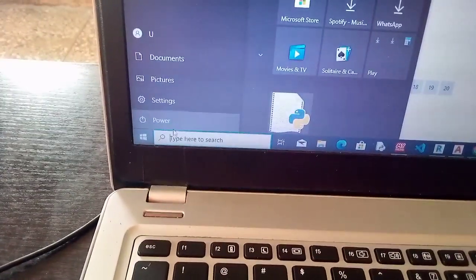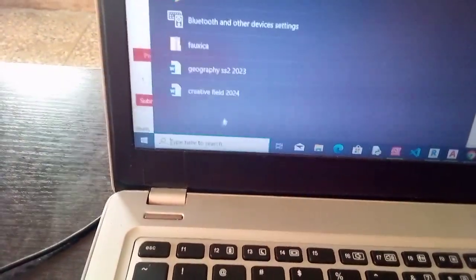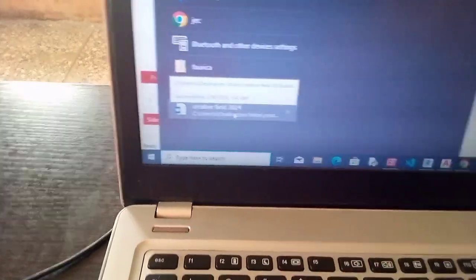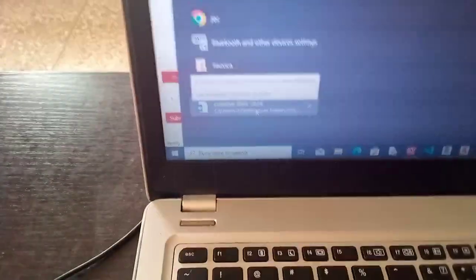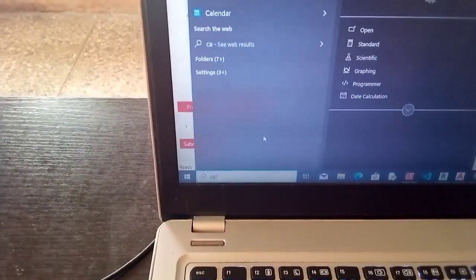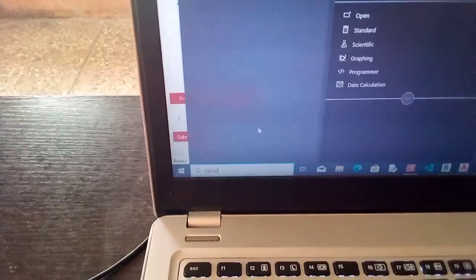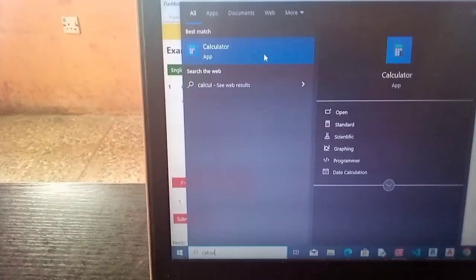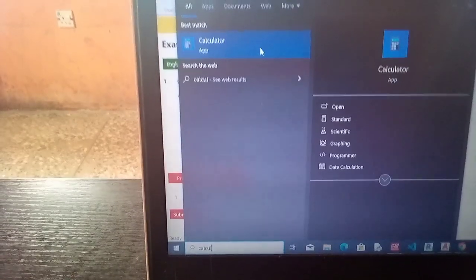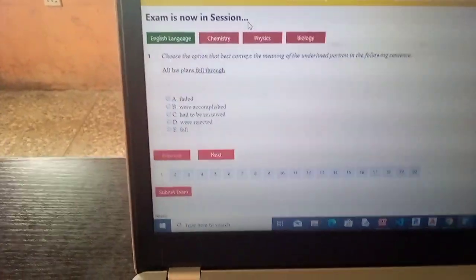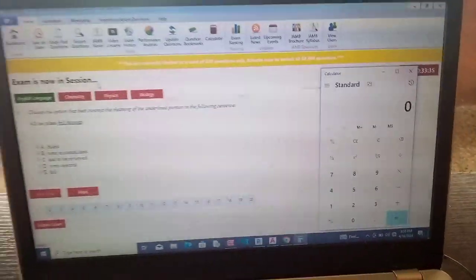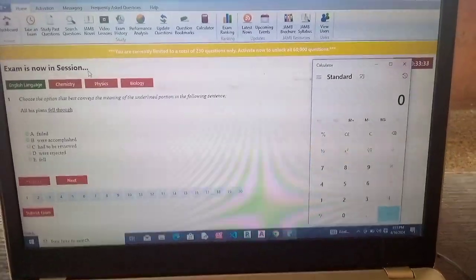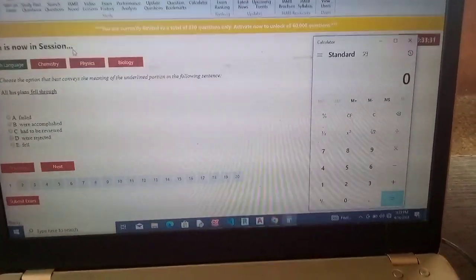Then you see a place where they wrote "Type here". You click on it, then you type the word calculator. As I'm typing it, calculator has already shown up. So you click on that calculator app. Then if you look at the other side of the screen, you see that the calculator is showing. Now you can do your calculations using the calculator.